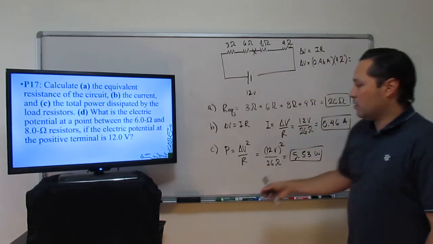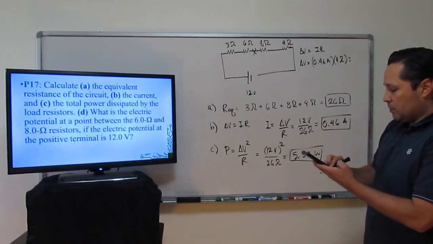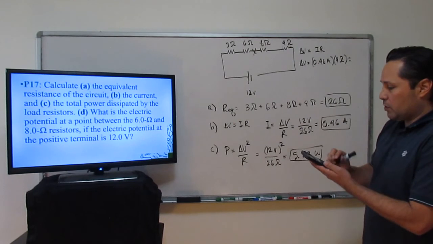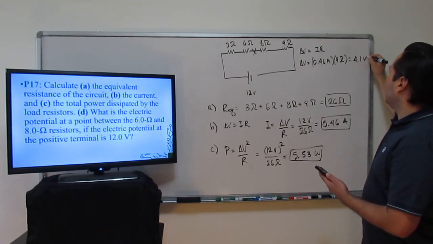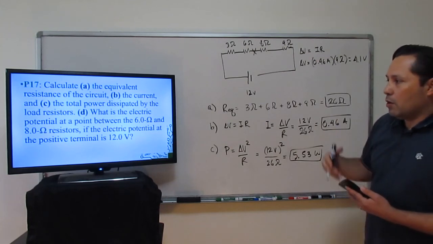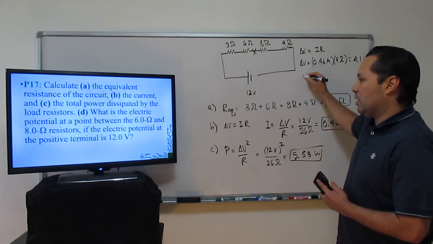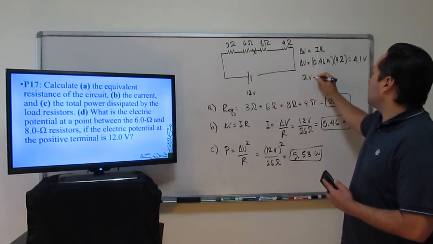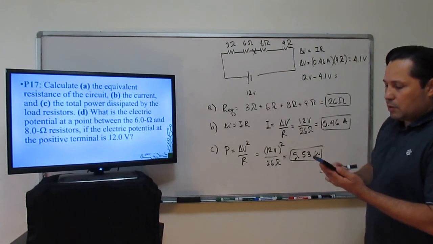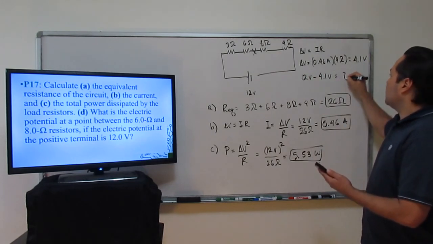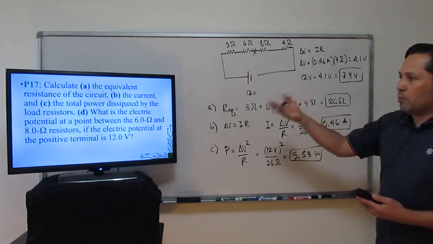So that gives us 9 times 0.46, which is 4.1 volts. Now we started with 12, so we've lost 4.1. It will be 12 volts minus 4.1, which gives us about 7.9 volts, and that will be the answer for part D.